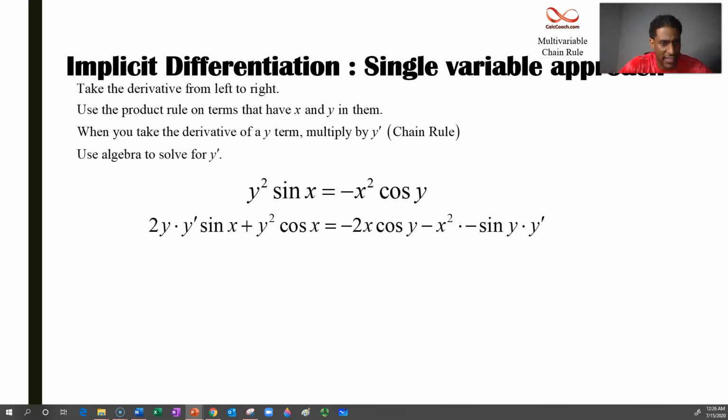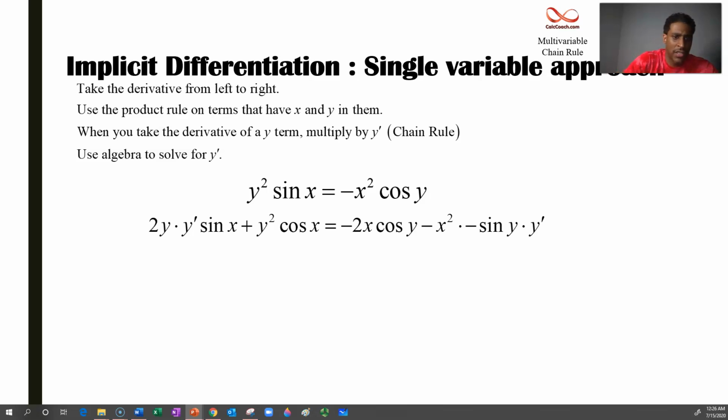Then you move to the right-hand side. Minus x squared derivative is minus 2x. Multiply that by cosine y, leave the minus x squared alone, multiply by cosine y's derivative, negative sine of y, but wait, you just took a y derivative, so y prime. I should have color-coded it so you can see the y primes. Our job is to now algebraically solve for the y primes.